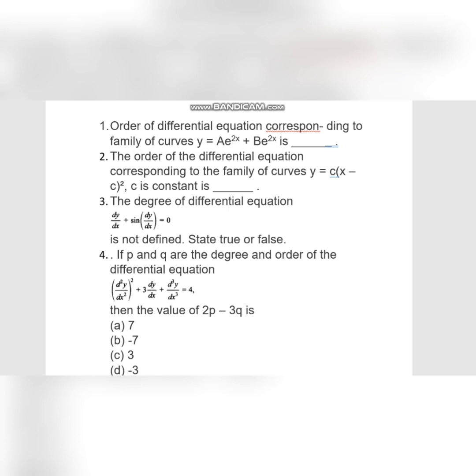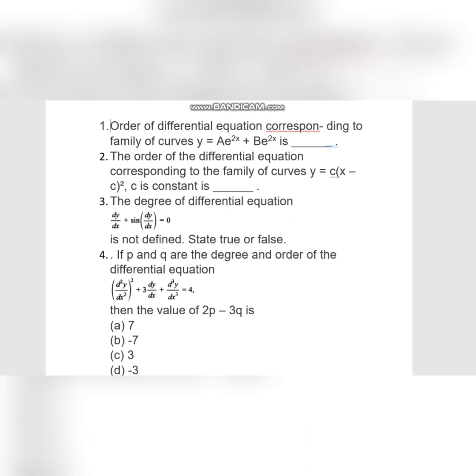In the next question, the order of the differential equation corresponding to the family of curves y is equals to c x minus c whole square, where c is constant is. In this question also, we have one arbitrary constant, so the order is 1.